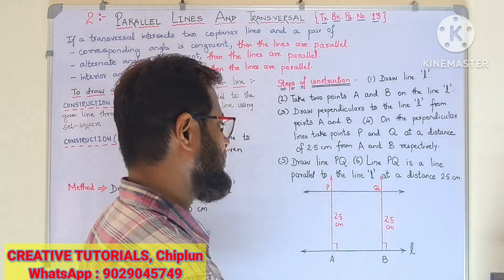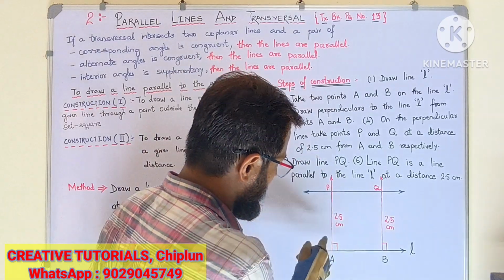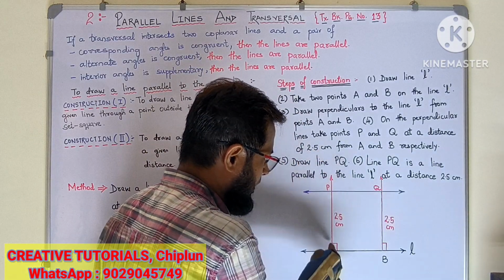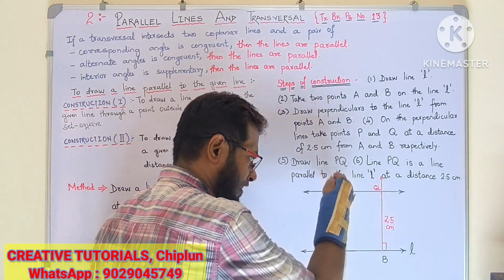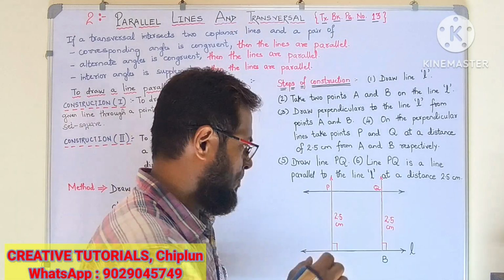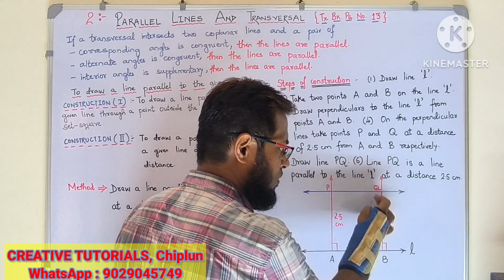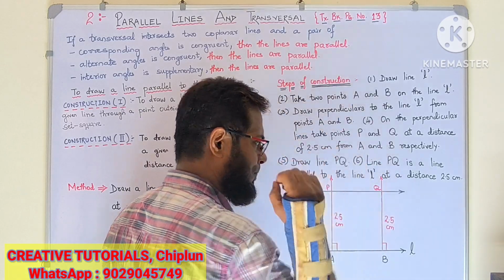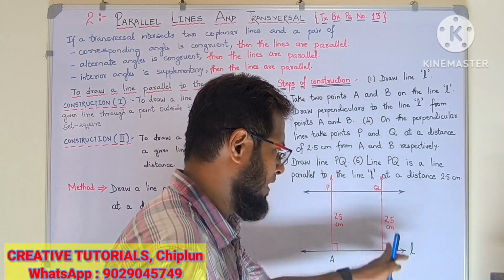So what you will do, either you make use of your scale directly and take a height of 2.5 centimeters from point A, and mark point P on this red colored line. Similarly, bring the scale on this line, take a distance of 2.5 centimeters and take this point Q on this red line.